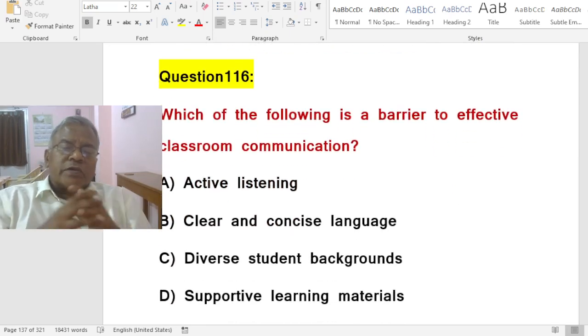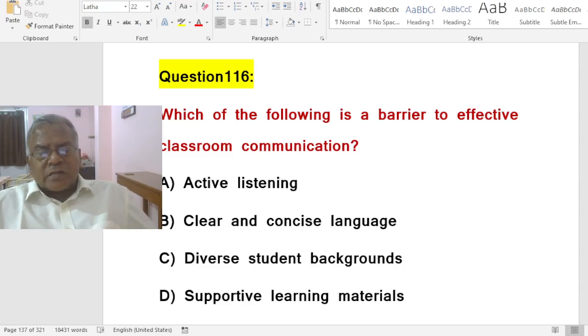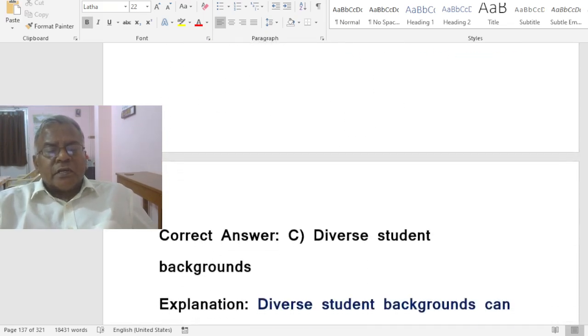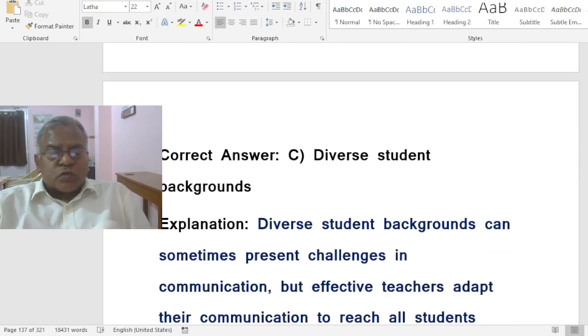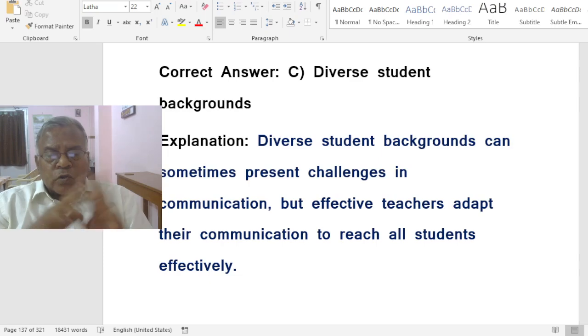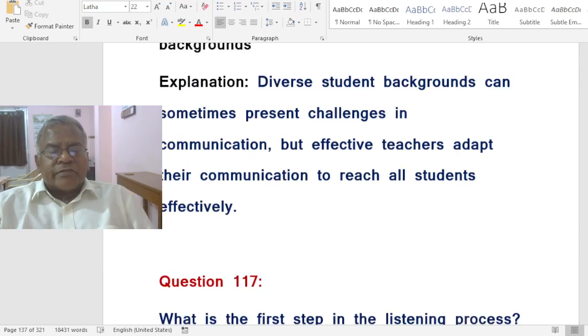Which of the following is a barrier to effective classroom communication? A. Active listening. B. Clear and concise language. C. Diverse student backgrounds. D. Supportive learning materials. So the correct answer will be diverse student backgrounds. Diverse student backgrounds can sometimes present challenges in communication, but effective teachers adapt their communication to reach all students effectively.